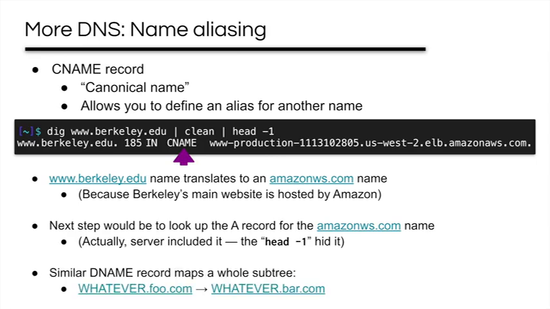So while the CNAME record type always maps to a single name, there's this similar record type called a DNAME, which maps a whole part of the DNS tree to another part of the DNS tree. So, for example, if you try to look up something like blah.foo.com, it'll resolve it to blah.bar.com instead.